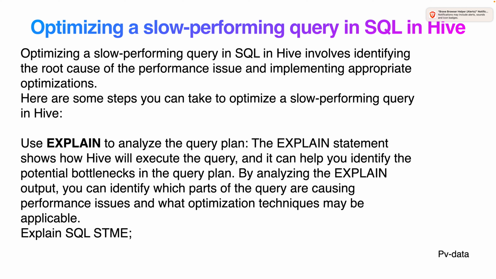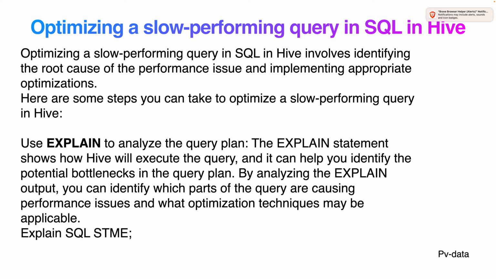One of the most asked interview questions: how to optimize a high-cost or slow query. Optimizing a slow-performing query in SQL or Hive involves identifying the root cause, what the issue is, and after finding the root cause, implementing appropriate optimization techniques. Here are some of the steps you can take to optimize a slow-performing query.